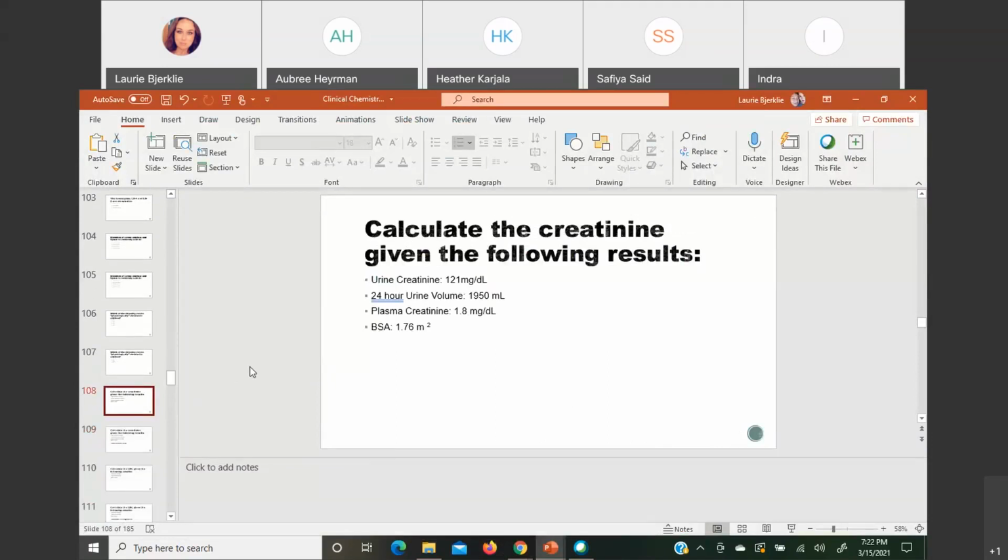Okay, calculate the creatinine, must mean creatinine clearance, given the following results. And you might have already done this in your analysis this morning. I'm not sure. So.